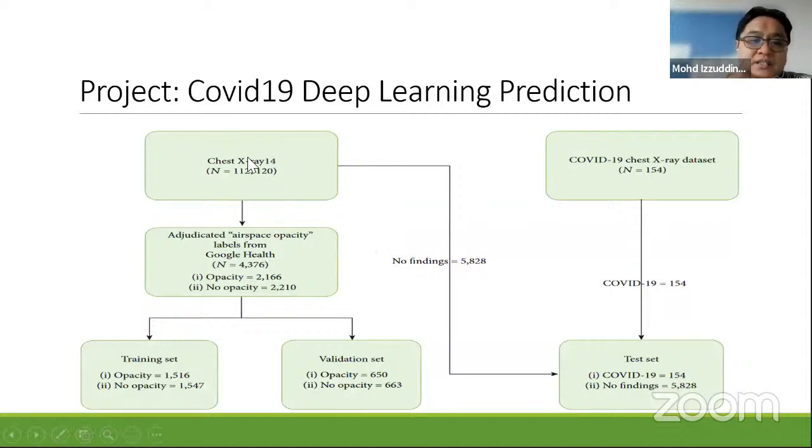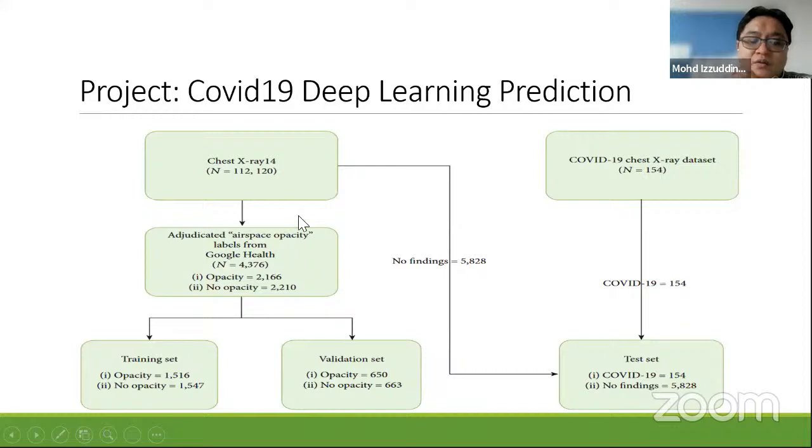The chest X-rays from NIH have been labeled into 14 lung diseases. For example, pneumothorax, which is a collapse of your lung, fractures, cancer, and mass or nodule. The other one that is most important, which we wanted to use, was this airspace opacity. So we extract that. From this particular NIH data set, we have 112,120 images, and from that we only take 4,376.